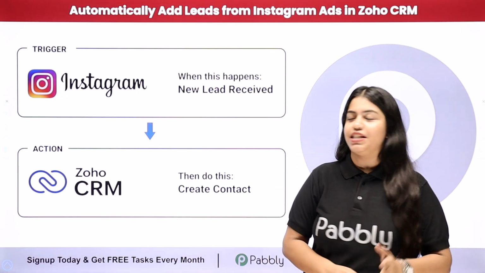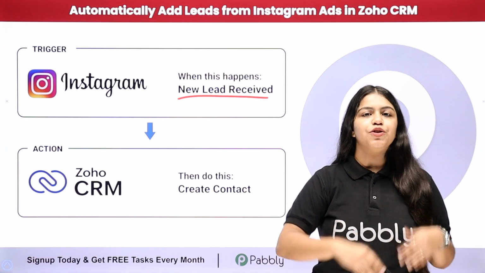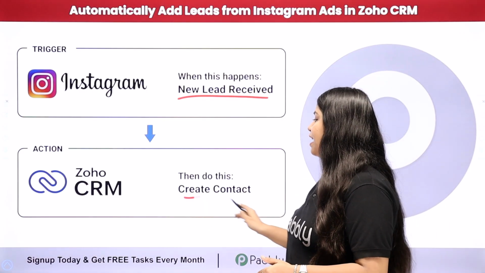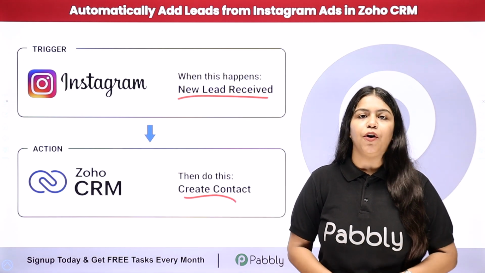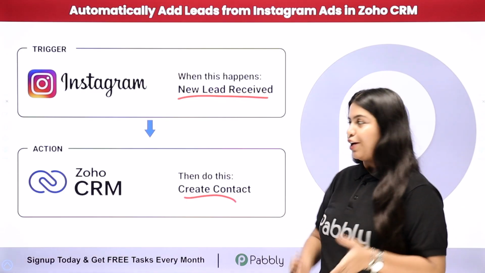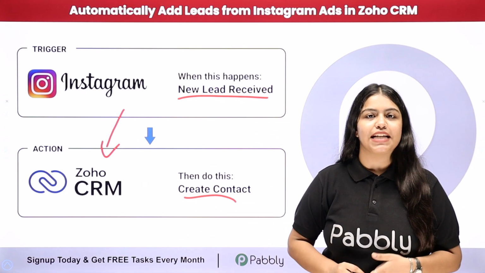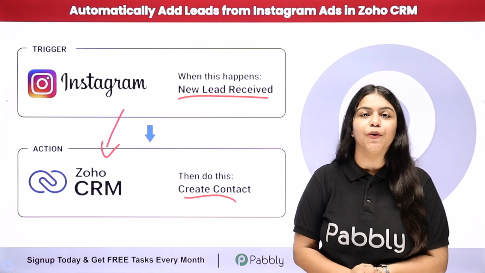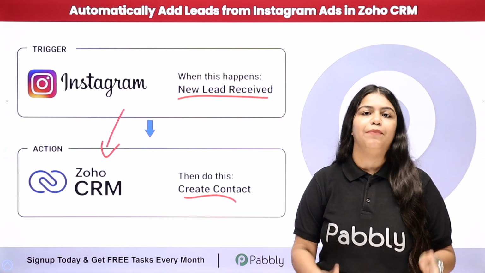Like you, I also use Instagram ads to get more leads for my own business. And now what I want is that as soon as we receive a new lead from Instagram ads, I want to create a new contact in Zoho CRM using the same lead details, so that my sales team can follow up quickly and efficiently. To do this, we are going to create a connection between Instagram ads and Zoho CRM, without knowing any programming or coding language, using an amazing automation software which is Pabbly Connect.